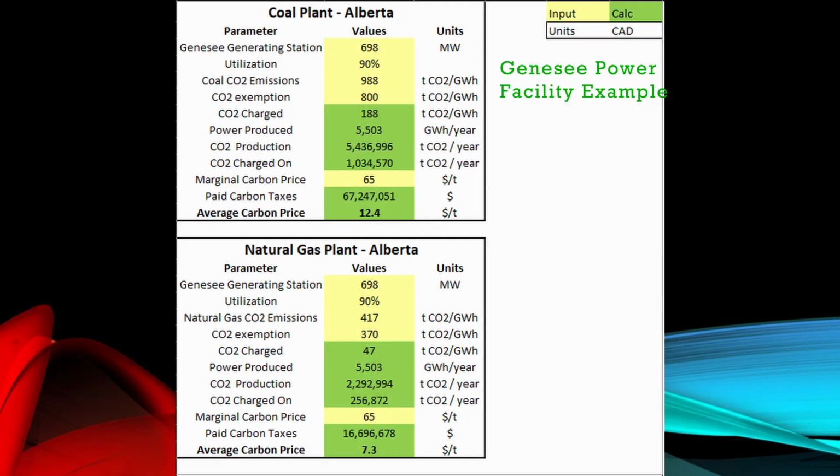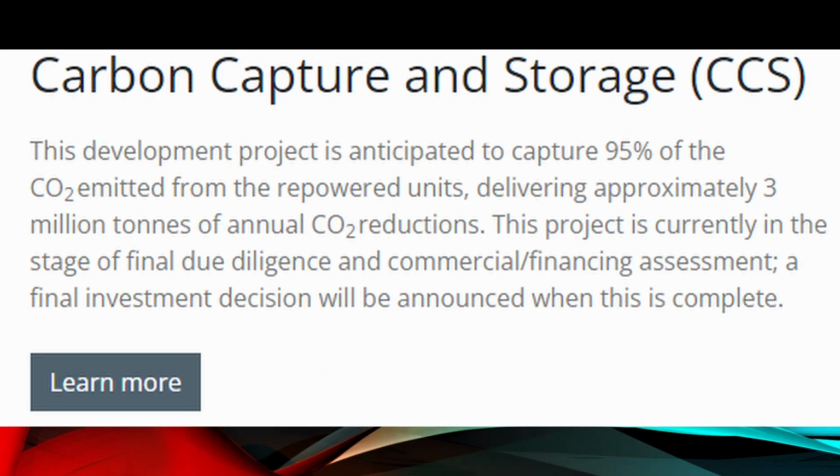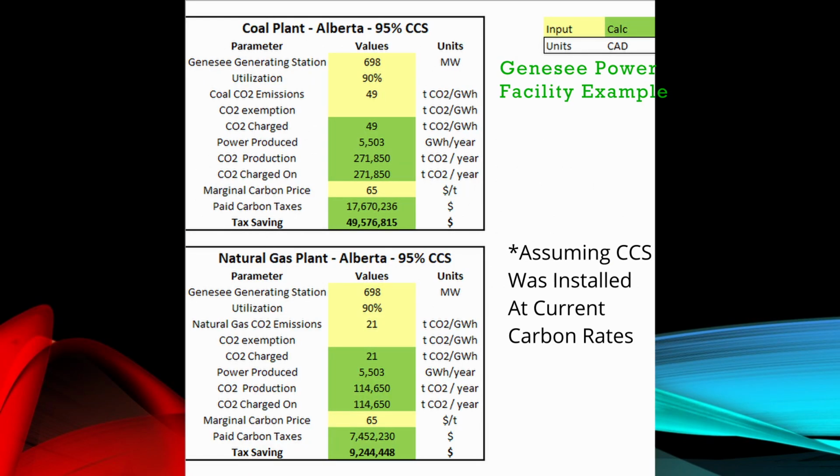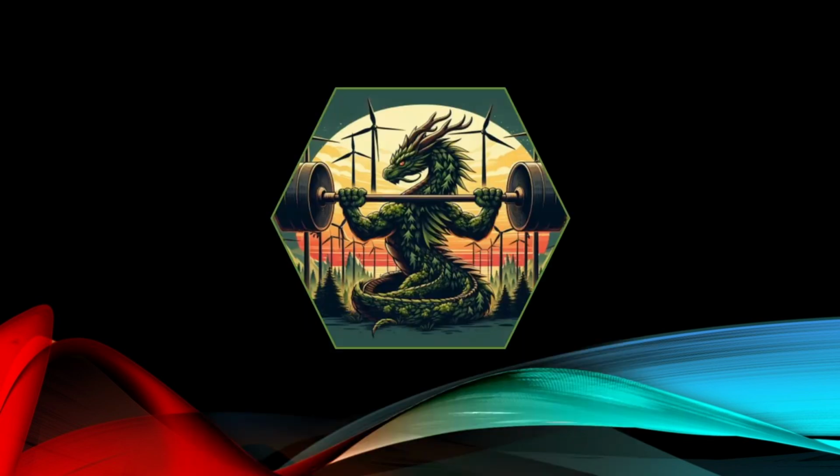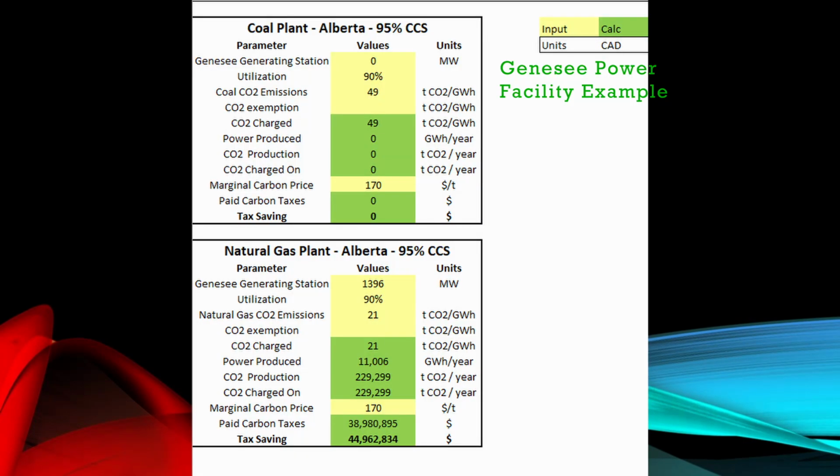I don't want to give a bad impression of this plant. They're currently working on installing a 95% carbon capture technology. So if we were to remove the exemptions completely, you can see that the tax savings for the coal plant would be about 50 million, and the tax savings for the natural gas plant would be about 9 million. The Genesee coal plant also plans on moving to 100% natural gas, which would further improve the savings and reduce the carbon emissions. In the 2030 case, this energy facility would be saving about $45 million per year on carbon taxes, compared to today, while also receiving no emission exemptions.